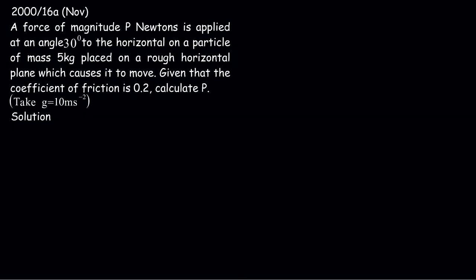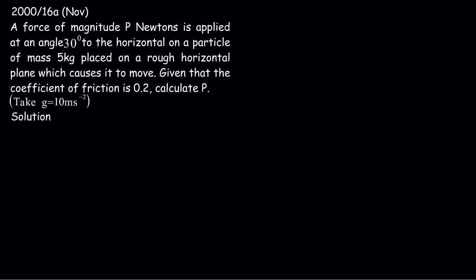Our final question is from November 2000, and it states that a force of magnitude P newtons is applied at an angle 30 degrees to the horizontal on a particle of mass 5 kg placed on a rough horizontal plane, which causes it to move. Given that the coefficient of friction is 0.2, calculate P.